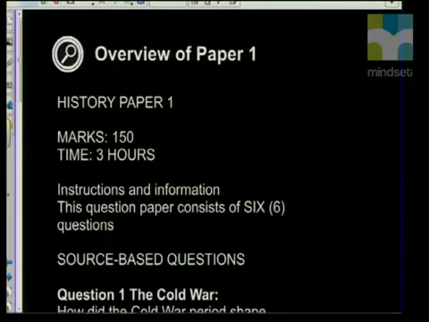And then, in terms of the overview of the paper, remember I said to you before that you will be looking at the structure of the exam. It's very important to know how your exam is going to look at the end of the year. We're looking at History Paper 1, and we'll be focusing on the Cold War, but I'm showing you the structure of the entire exam so that you can make an informed choice. The paper is out of 150 marks and it's 3 hours long, because it consists of short source analysis questions and then the essay questions.